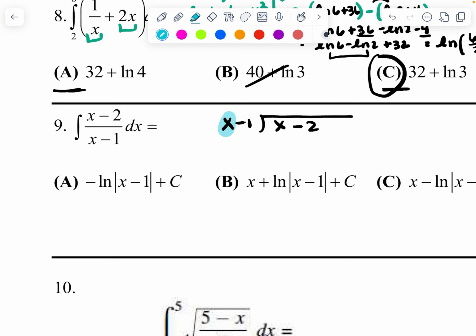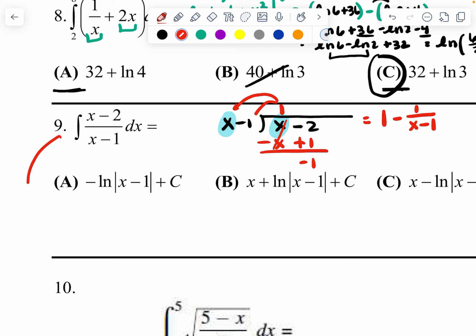So what do I have to multiply x by to get x? Kind of a silly question. I have to multiply that by 1. When I multiply by 1, I'm going to get x minus 1. Then I'm going to draw the line and change both signs. These cancel. Negative 2 plus 1 is negative 1. So this is really equal to 1 and then minus the remainder, which is 1 over what I divided by in the first place, okay? So let's go ahead and transform this integral. So this integral is the same as the integral of 1 minus 1 over x minus 1.